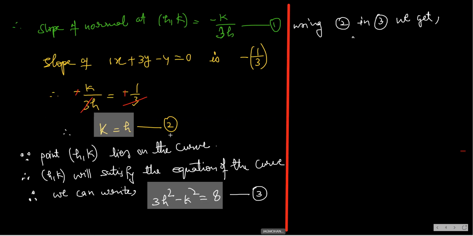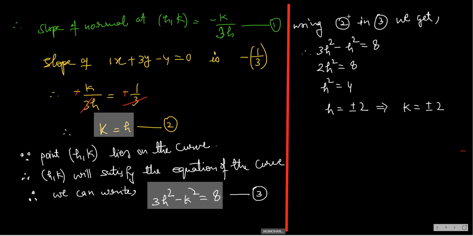I will write using 2 in 3. That is, in equation number 3, where I have k, I'm writing h because k is h. So I get 3h square minus h square is 8. I get 2h square is 8. So I'll get h square as 4. So I'll get h as plus minus 2.